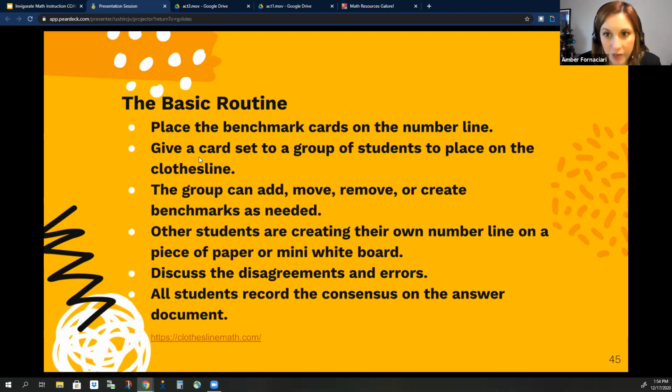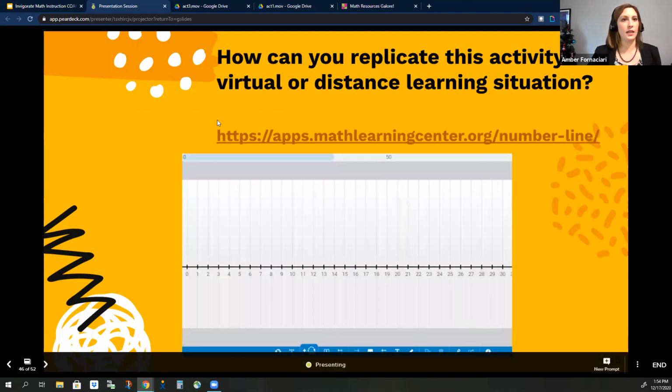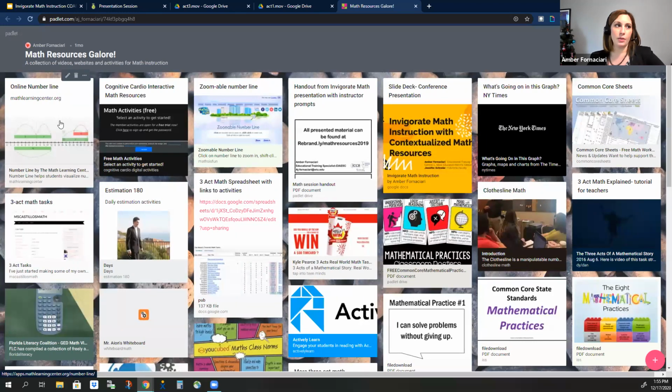And I love Jamboard, Rebecca. That's what I'm using currently right now in a virtual setting. Let me show you how we do number lines in a virtual setting. So there are two apps that I have found. One is this link, apps.mathlearningcenter.org/numberline. Guys, it's right here. Online number line. There's also this zoomable number line that's on this particular website for you. So you can go to one link and get all of these links in one place.